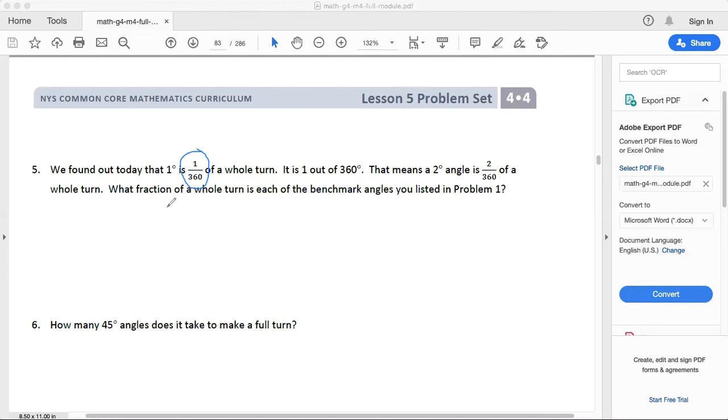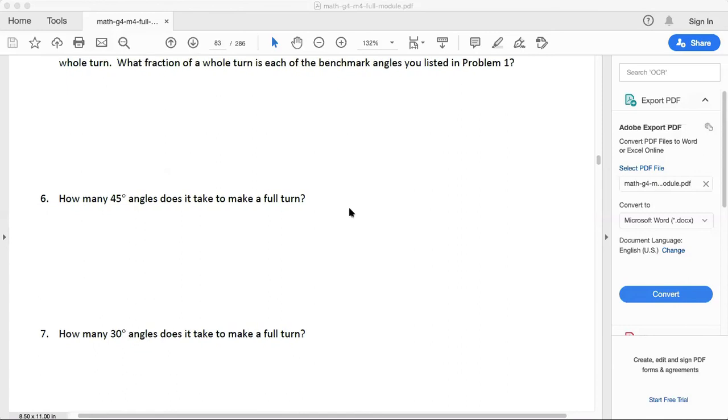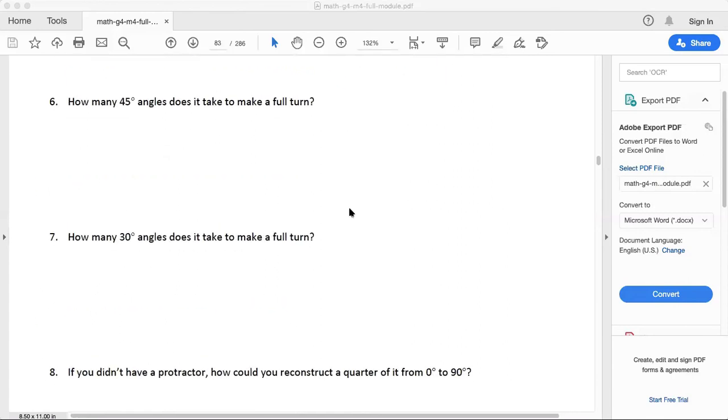All right, so if I just look at one of the angles, I'm going to just be going back to 1A. One of the angles was 45 degrees. That means it was 45 degrees out of 360. And another one was 90 degrees. So the other one was 90 degrees out of 360. 360 is the whole here. Go ahead and do number 6 and 7 on your own, okay?